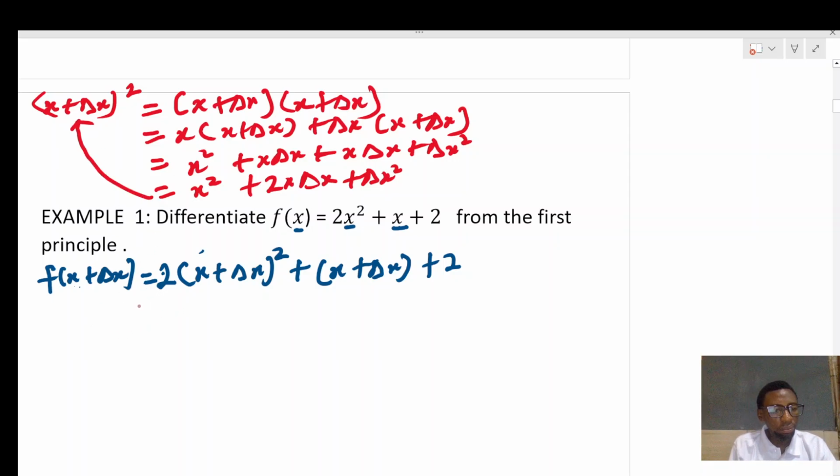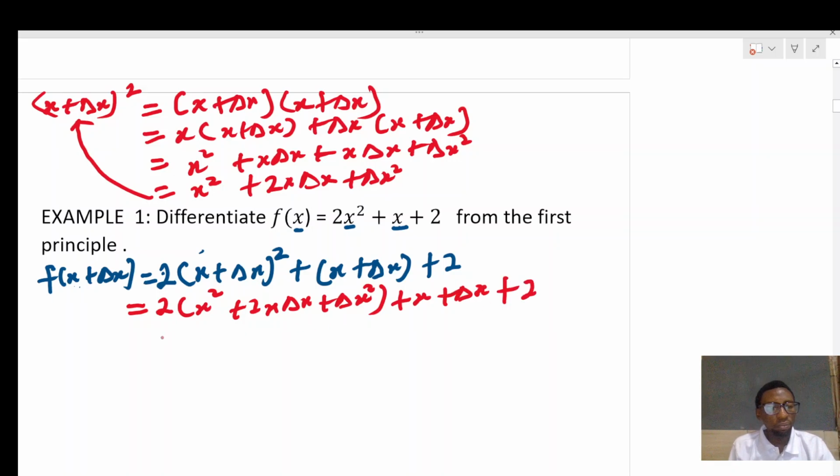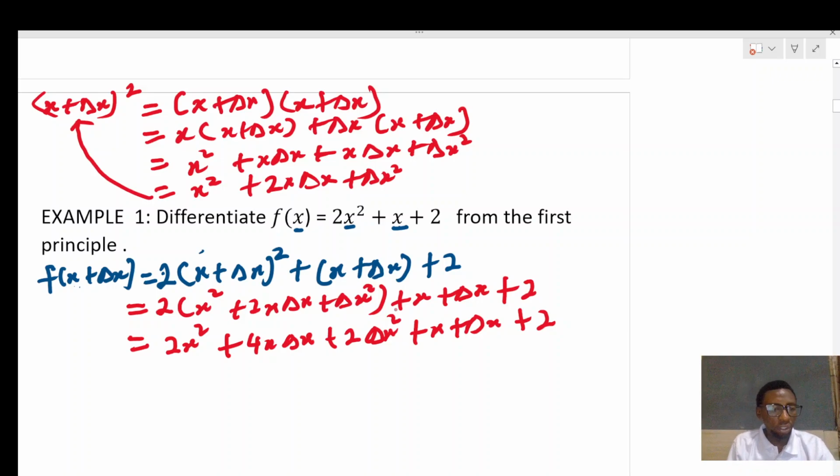So all of this is the expansion for this. I will substitute that here, so that will give me 2 bracket, x squared plus 2x delta x plus delta x all squared, close the bracket. Then here, this is plus bracket delta x plus x. I'll use this plus to remove the bracket, so I'll have plus x plus delta x, then plus 2. So my final expansion here will be 2x squared plus 4x delta x plus 2 delta x squared plus x plus delta x plus 2. All of this is my f of x plus delta x. Let me call that equation 1.